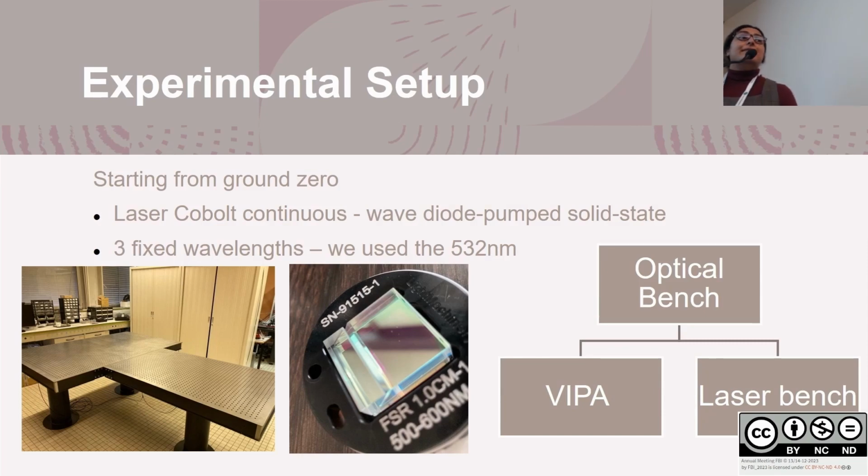So I'm building the setup from ground zero. I'm building it from the beginning. We started with just an empty laser bench and something which is super important in my project, the VIPA. It looks like a piece of glass, but I will explain how it's really important. And we already have a laser bench with the Cobolt laser of 532 nanometers.